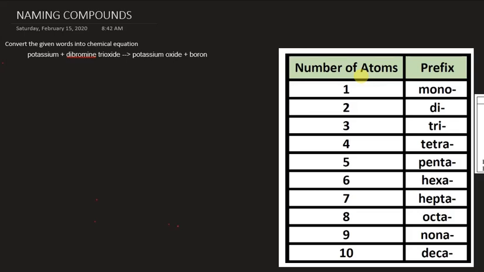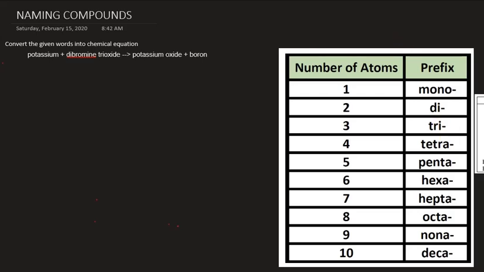Convert the given words into chemical equation. The given is potassium plus dibromine trioxide. It will produce potassium oxide plus boron. So the chemical equation presents the different chemical formula or the symbols for every chemical species.